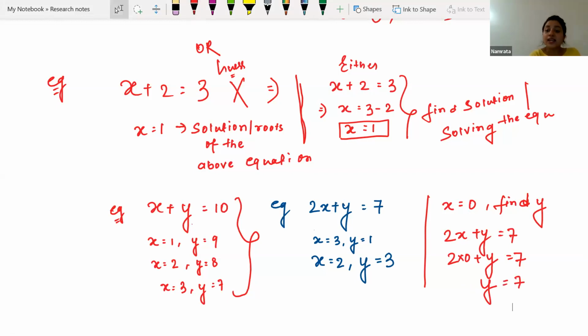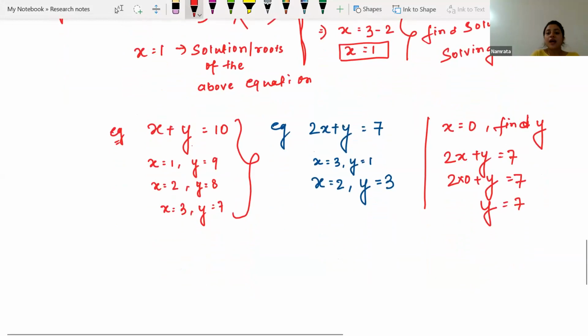So I can say that x equals 0 and y equals 7 is one of the solutions. How did we get it? Without even thinking, we got it. We have just taken x as 0 and calculated y from the given equation. Let's check whether it's a solution or not. A solution means a point which will satisfy the equation, a point which will make the equation true.